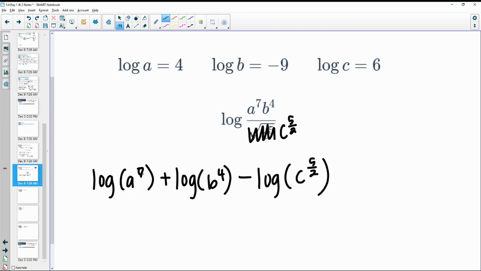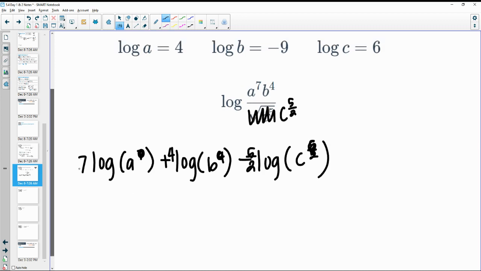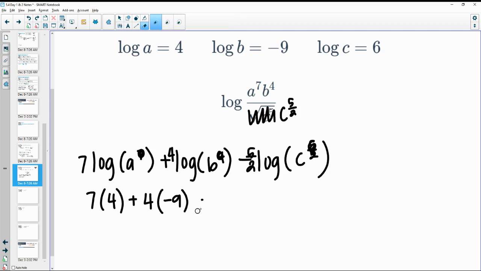So then we'll be able to take this 7 and bring it out front, take this 4, bring it out front, and take this 5/2 and bring it out front. And then we know that the log of A is 4, so we'll plug that in here. And then we have 4 times log of B, and log of B is -9. And then we have minus 5/2 times the log of C, which is 6.